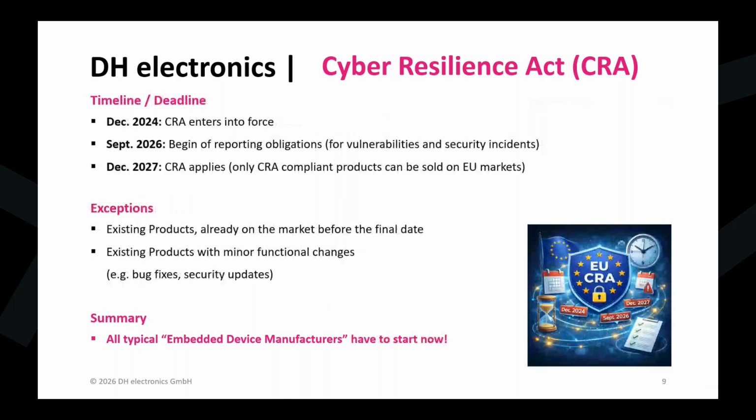Now, let's take a look at the deadlines and key dates of the CRA. We already heard that the CRA became law in all EU member states at the end of 2024. From autumn this year, the obligation starts that vulnerabilities and security incidents must be reported. And from the end of 2027, all CRA requirements will fully apply. That means after this date, you are not allowed to place or sell products on the EU market if they are not CRA compliant.